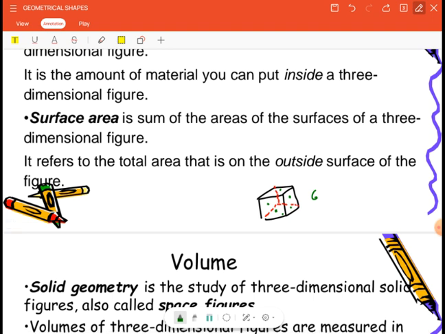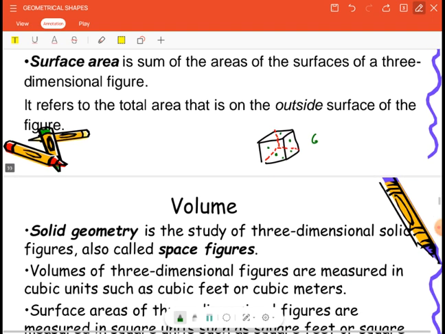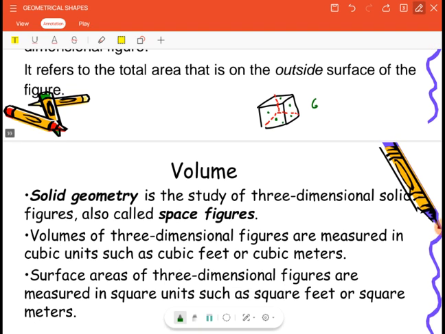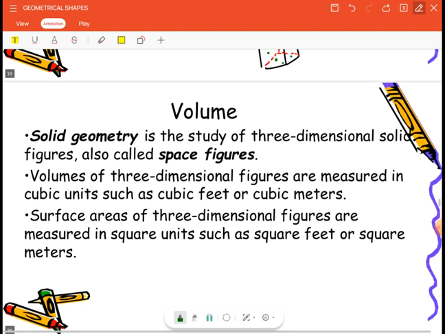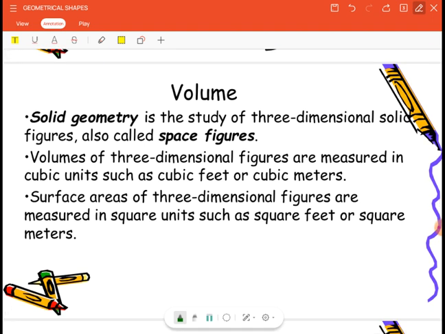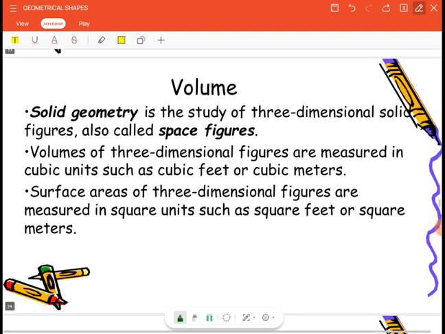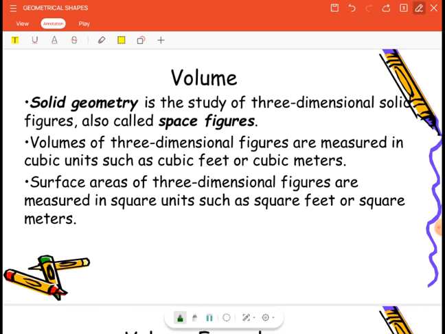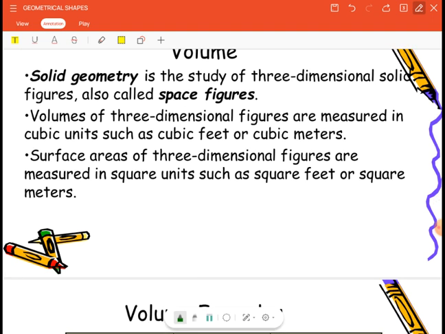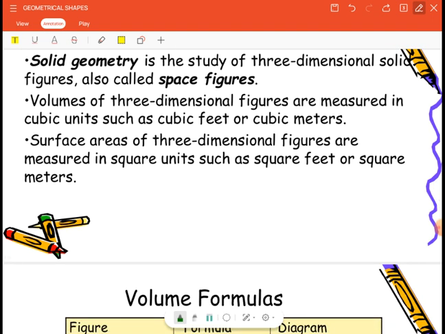surface area. Ito total mo lang yon. So this is the sum of the areas of the surfaces of a 3D, okay, figure. So it refers to the total area that is on the outside surface. Kaya nga sinabi siyang surface area. Okay, solid geometry is the study of 3D solid figures and also called space figures. Volumes of three-dimensional figures are measured in cubic units such as cubic feet or cubic meters. And surface areas of three-dimensional figures are measured in square units such as square feet or square meters.